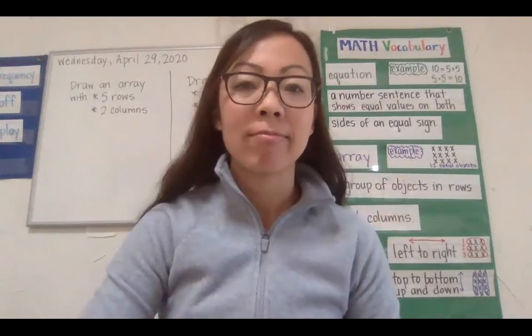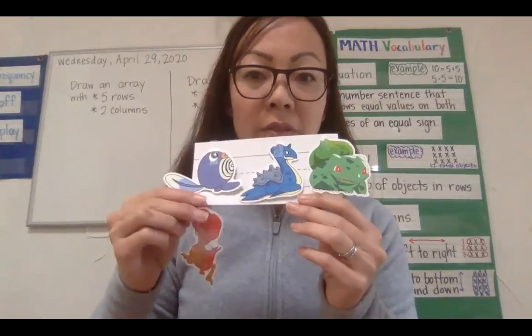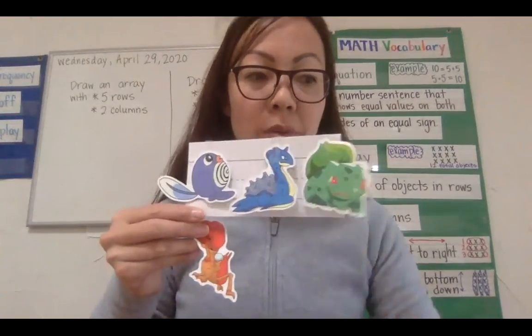The big thing I want you to remember is that we always have to have the same amount in every row, in every column. So if I have 3 in a row, my next row can't just have 1.